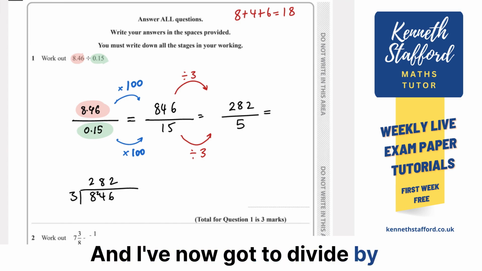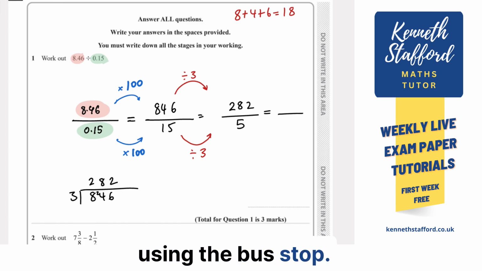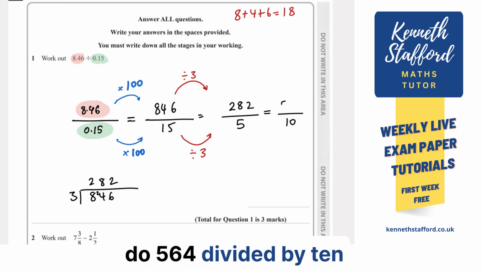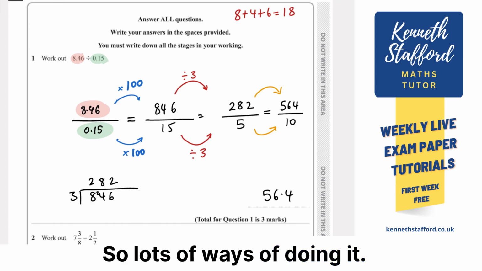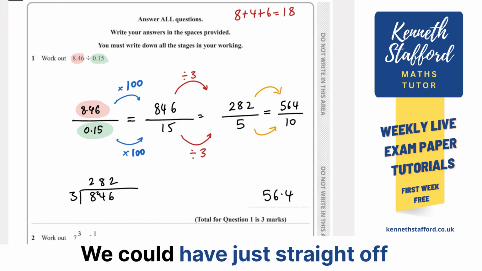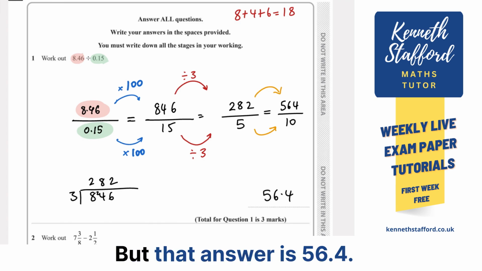And I've now got to divide by 5. What I could do here, I could divide by 5 using the bus stop, or if I double them now, I could do 564 divided by 10. And 564 divided by 10 is 56.4. So lots of ways of doing it. I like to alter the division like that. We could have just straight off divided by 15 if we wanted to, but that answer is 56.4.